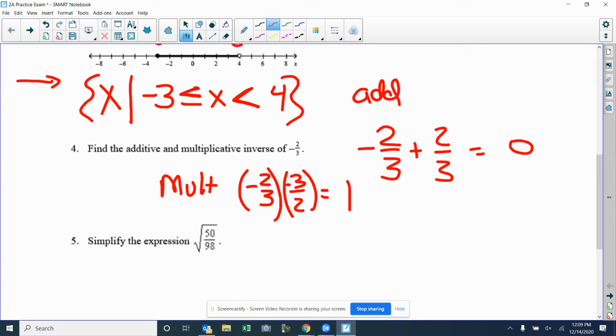And I would say number 4, add to get 0. On number 4, put the number. That's the same number it's gonna be on the exam. Number 4 is gonna be additive and multiplicative inverse. Guess what number 5 is gonna be? Simplify. Yeah, it's gonna be simplify.